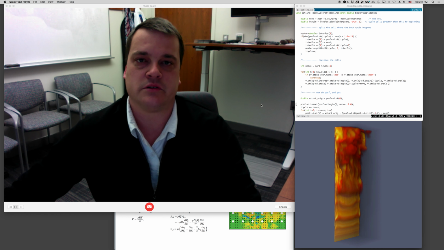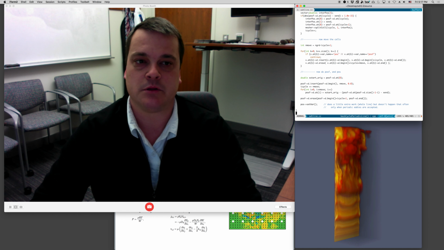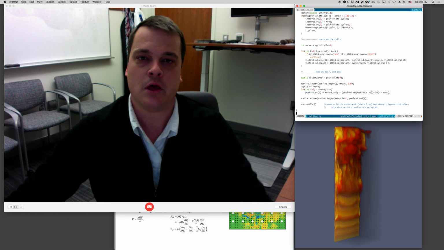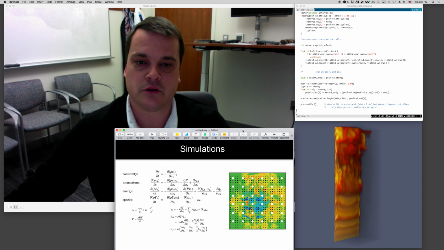On the screen here is an example of some code that I use in my research, and this is written in C++. This particular code file has about 400 lines of code, and there's a number of different files that make up the code. The purpose of the code is to be able to solve different kinds of problems. So here's an example.